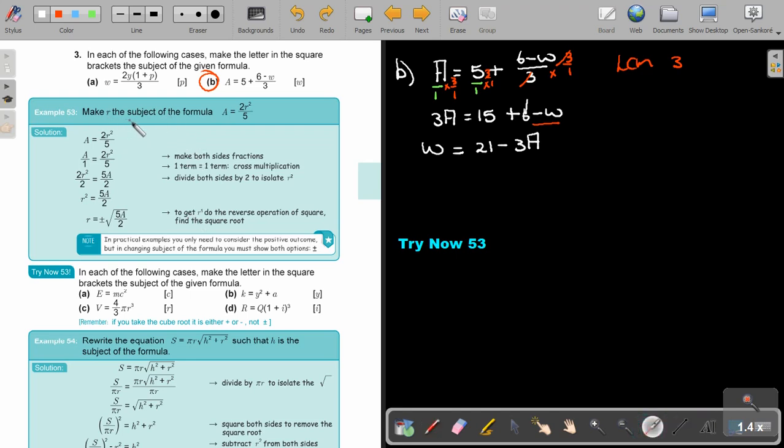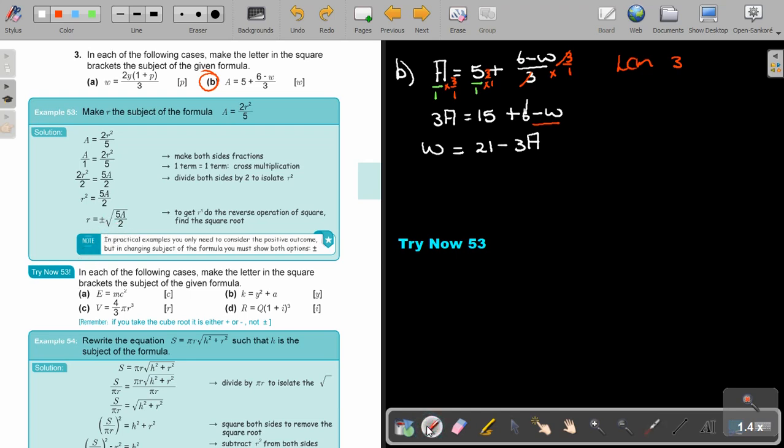Okay, let's move on. Make R the subject of the formula. Now this is a square, that's the problem. But it's one term equals one term, so again I can cross multiply. Divide by 2 to get that R squared alone. And then how do I get rid of a square? I take the square root, but don't forget, if you take the square root, it's plus minus. In practical examples, you only need to consider the positive outcome, but in changing the subject of the formula, you must show both options, plus minus. If it was a cube and you take the cube root, it's just either positive or negative. But if it's square or fourth or sixth, all the even numbers, there will be a positive and a negative.